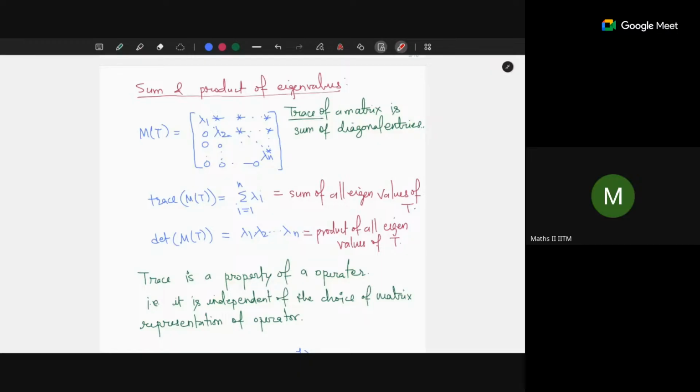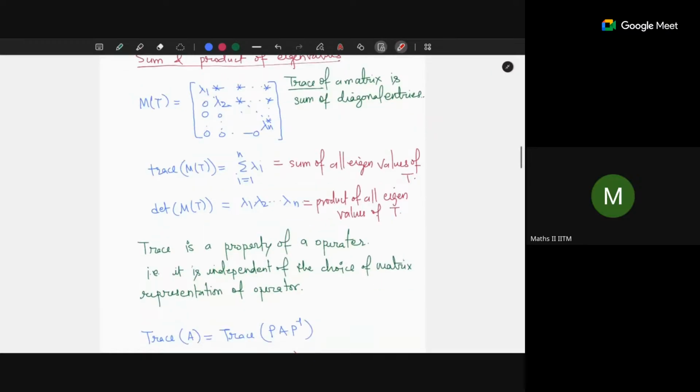But the answer is no, it is not dependent on the matrix representation. It is completely a property of the operator. So how do we prove that? How did we obtain the trace? If you have two matrix representations, what is the relation between those two? You can perform a change of basis and obtain one from the other.